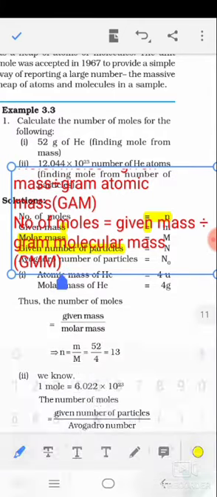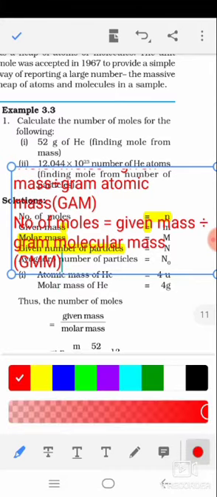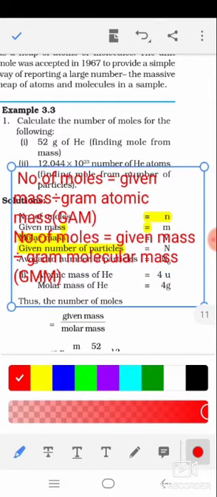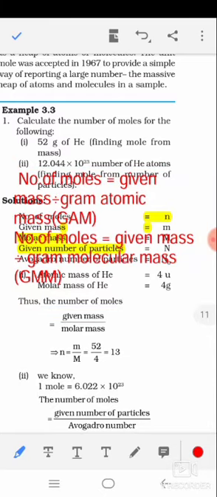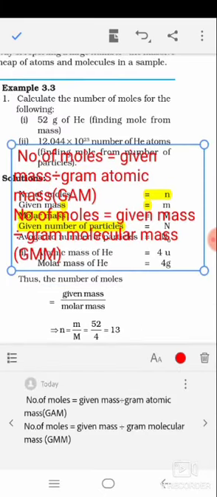Number of moles is equal to given mass divided by gram atomic mass. First, understand this equation, and then you can easily calculate the questions provided in your textbook.